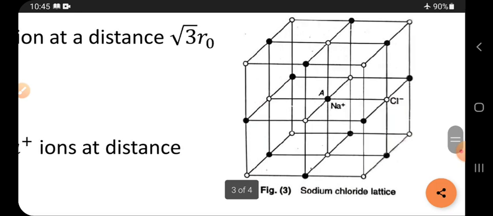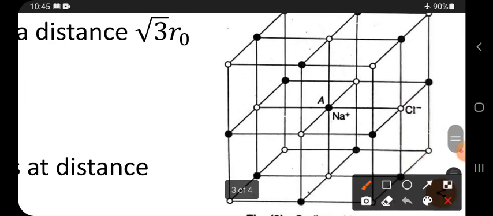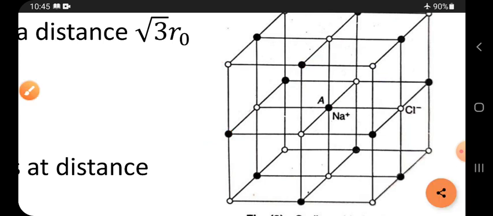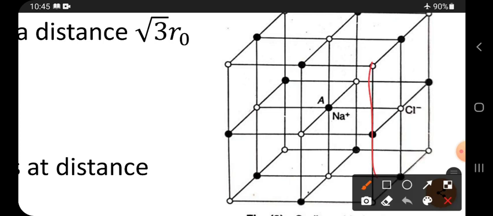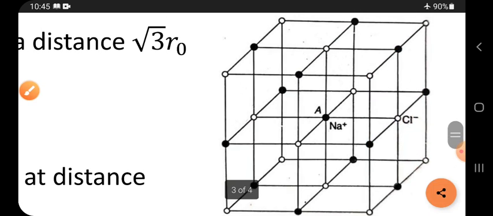Now see, at the beginning, the full dot indicates sodium, and the other indicates chlorine. So it is the sodium chloride structure, and the sodium chloride structure is an FCC structure. Why? Because inside the faces also atoms are present. So this is the NaCl structure.